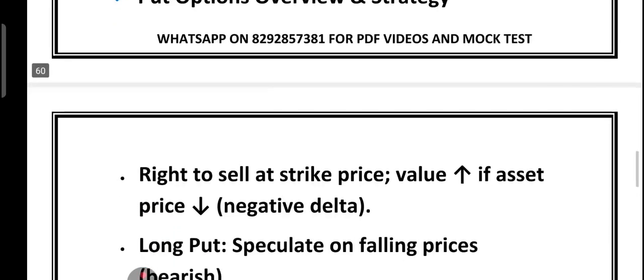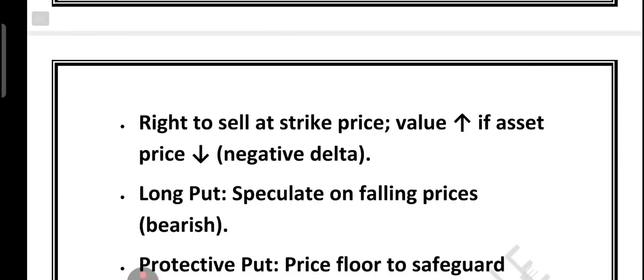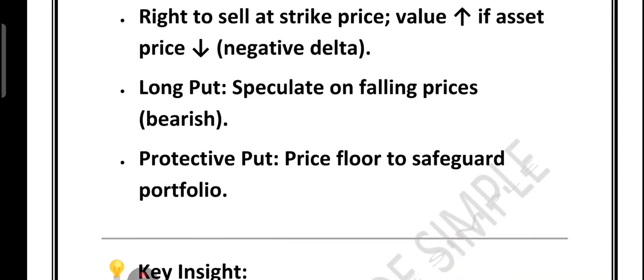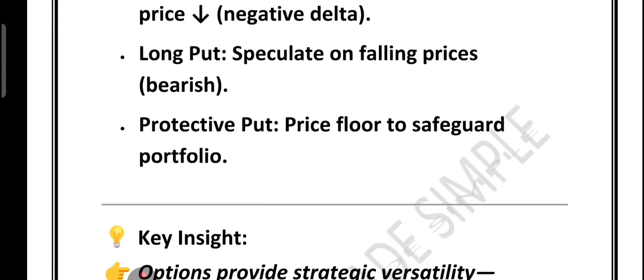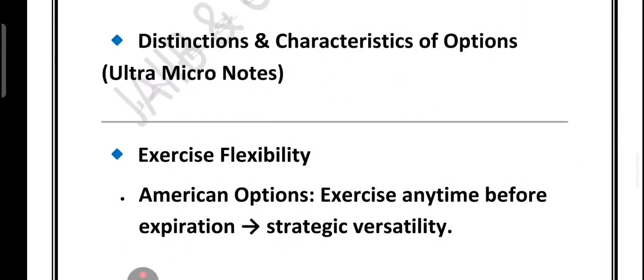Put option similarly gives you the right to sell an asset at the strike price, right? And long put means profit if the price falls. That's called a bearish market. That's called long put. And protective put acts like a floor to protect the portfolio value. So put means selling right, long put means bearish play, protective put means safeguard holding, right? Remember these keywords.